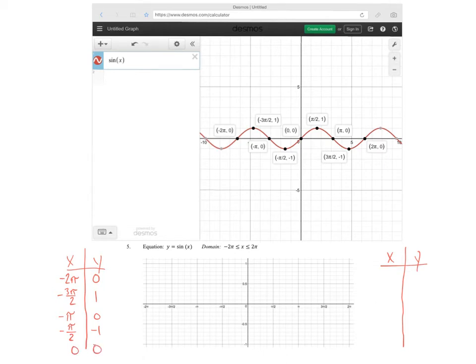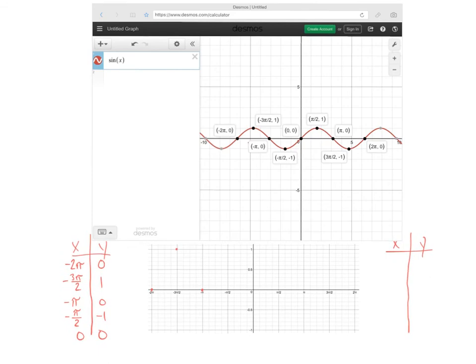All right, so I'm going to plot those points on my graph. So I've got the point negative 2 pi, 0, that's there. I've got the point negative 3 pi over 2, 1. I've got the point negative pi, 0. And I've got the point negative, I might have to scroll this up, negative pi over 2 and negative 1 and 0, 0.